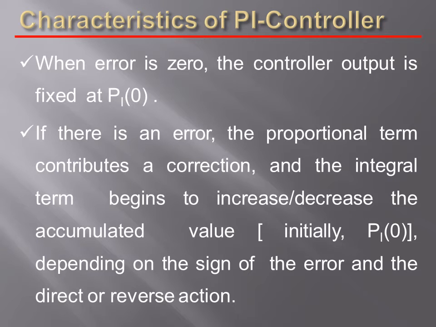Now the characteristics of this proportional integral controller. When error is 0, the controller output is fixed at Pi0. If there is an error, the proportional term contributes a correction and the integral term begins to increase or decrease the accumulated value depending on the sign of error and the direct or reverse action.